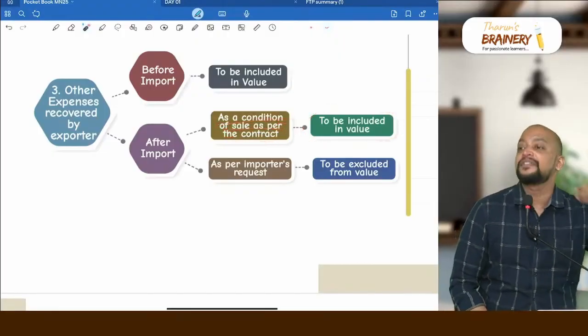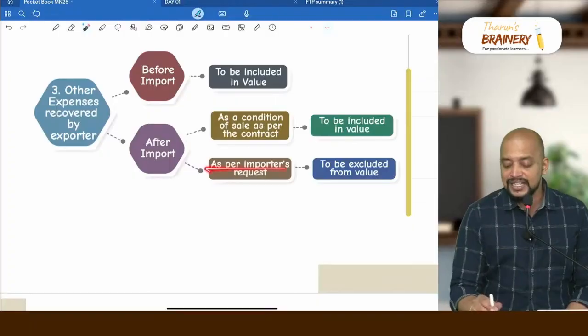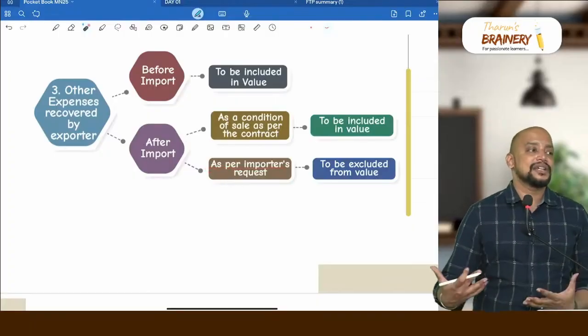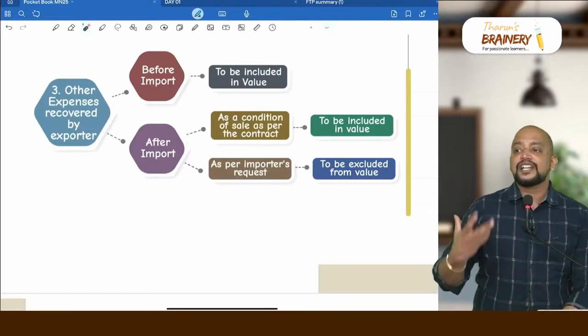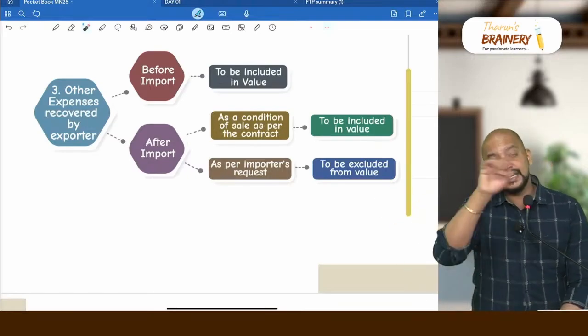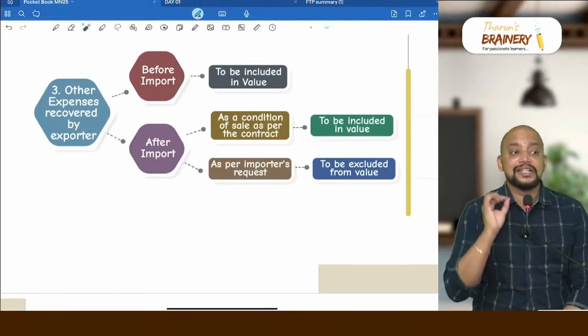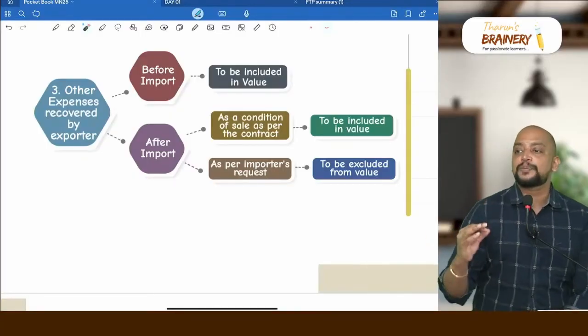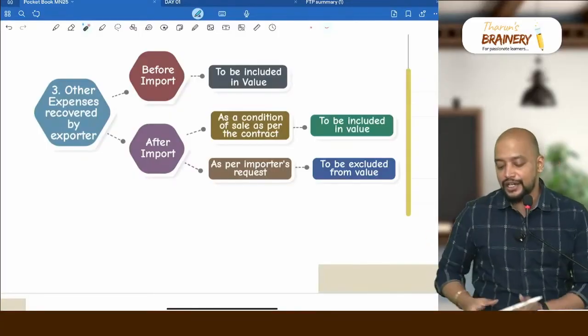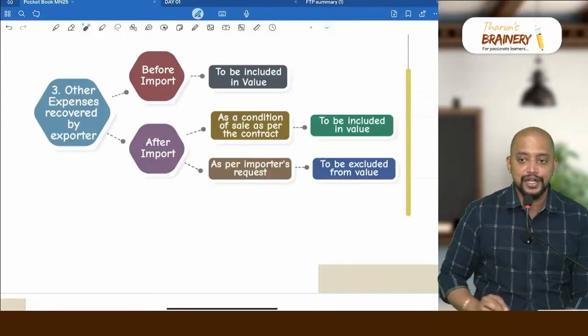I gave an example of installation charges. If it is as per importer's request, like customization charges, for example, you imported the product and thereafter you are asking the exporter to do the customization. He sent a technician and he did the customization. Whether this customization is as per contract or not as per contract, not as per contract, it is as per importer's request. So therefore definitely it should be excluded from the value. It should not be included.